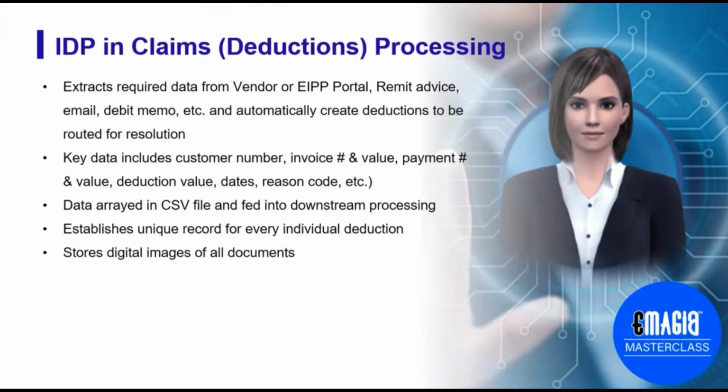And certainly the key data varies by organization, but typically it's customer invoice, payment information, things like that. And then this data, once extracted, is arrayed in a CSV or other format file and fed into the downstream processing. So this is the first step that gets tremendously accelerated and gets fully automated or close to fully automated. So it gets the research and resolution off to a flying start. And of course, establishes a unique record for every deduction and stores all the digital documents. So a good way to accelerate deduction resolution.